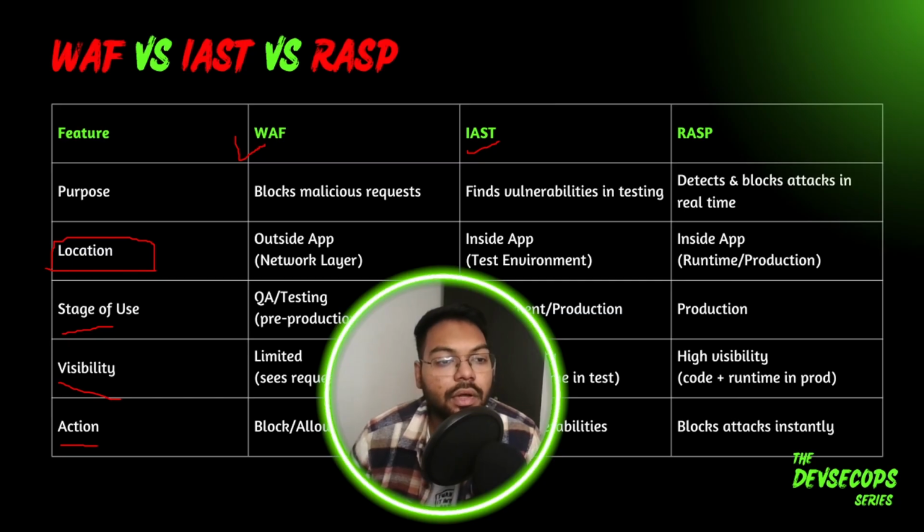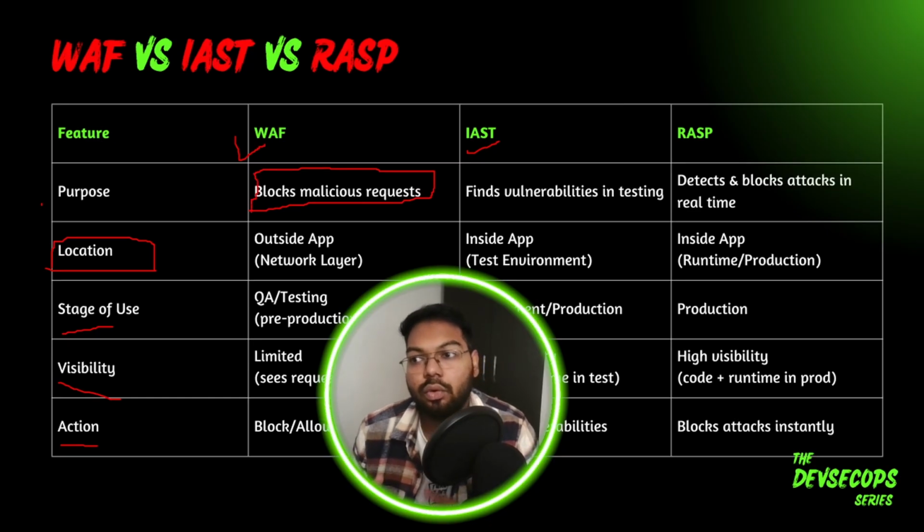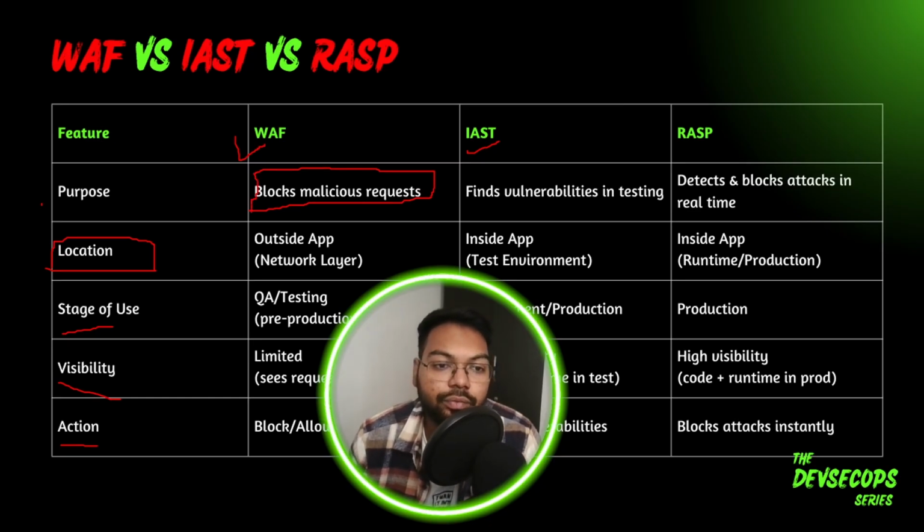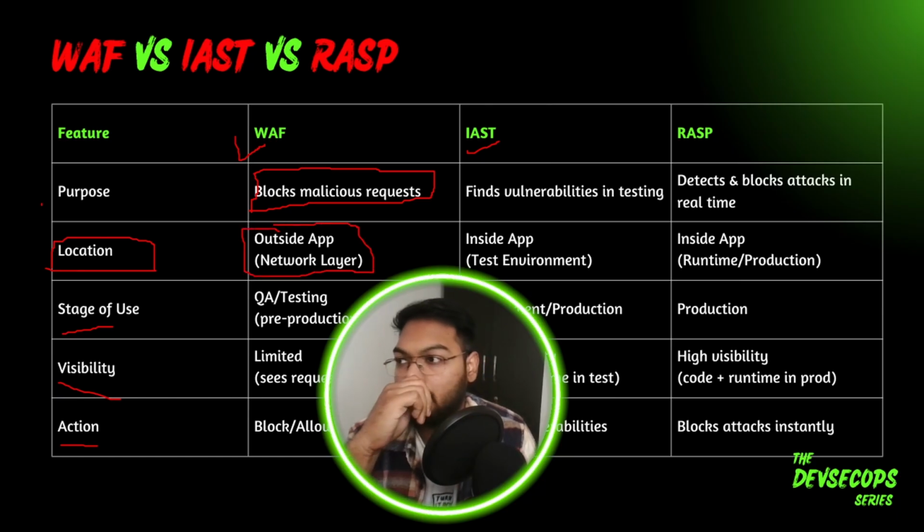The purpose of WAF is to block malicious requests. Nothing else apart from that. Web application firewall: a firewall is all about network related activities. So where it is located, it would be outside the application, on the network layer.